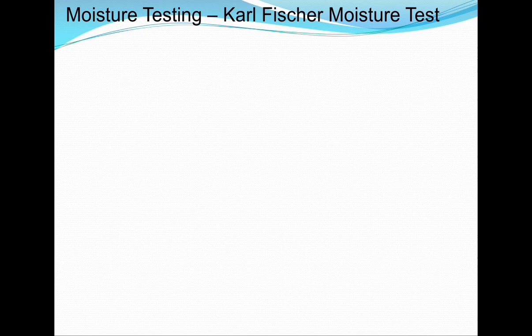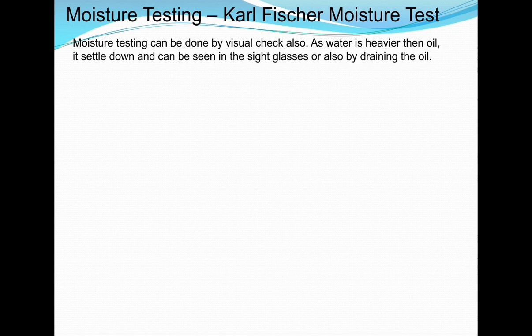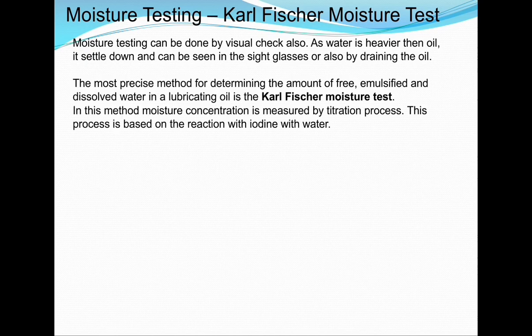But if the moisture is not high, it is also very important to detect that, so definitely we have to analyze the moisture by some methods, and the Karl Fischer method is very important at this point of time, and most of the industries are opting for this method. Moisture testing can also be done by visual check. As I have already said, if the moisture content is high, it will settle down and you can directly drain. The most precise method to determine the amount of free, emulsified, or dissolved water in the lubricant oil is the Karl Fischer moisture test.